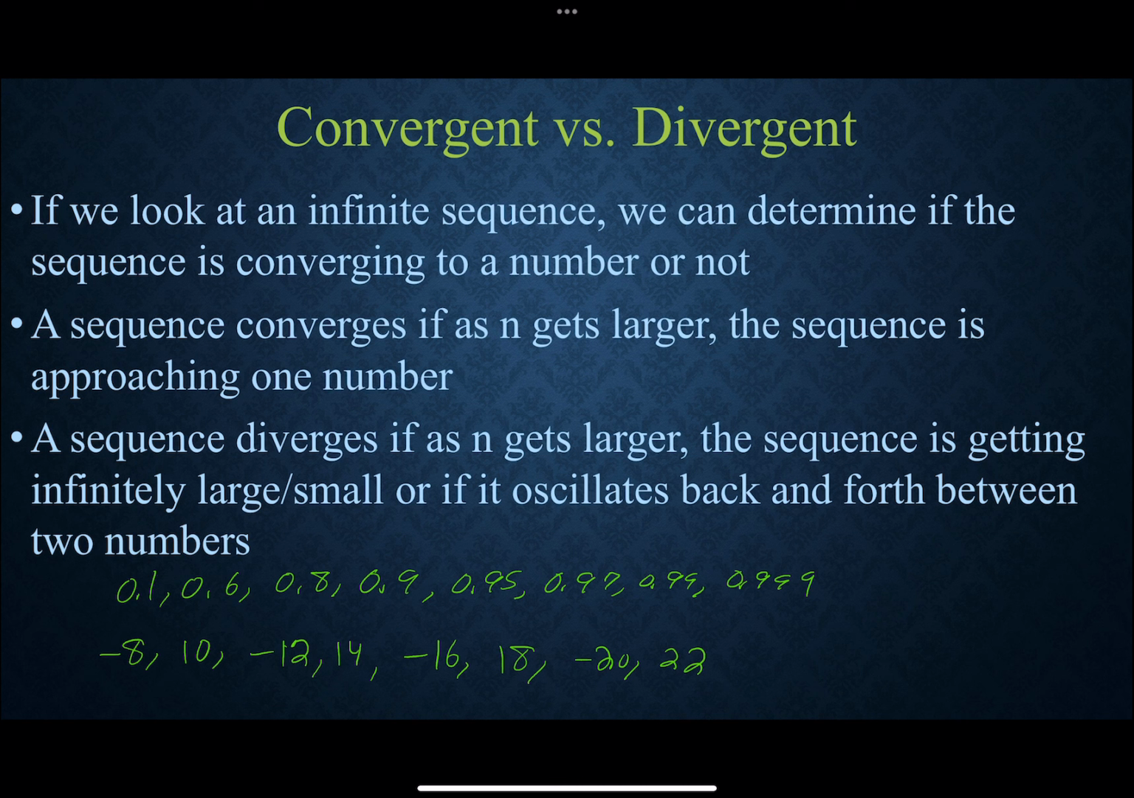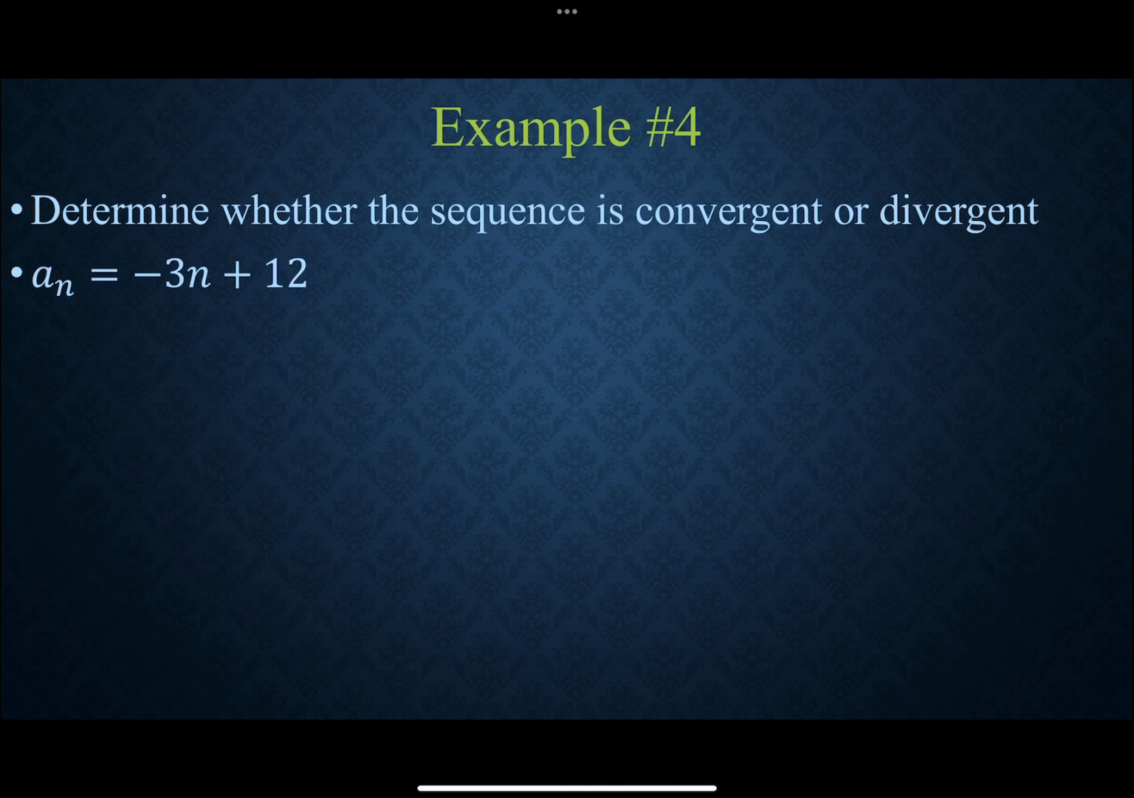Do be careful with the whole back and forth, positive and negative, because if it was going negative 0.5, positive 0.4, negative 0.3, positive 0.2, they are going back and forth, but they're getting closer and closer to 0 as they do so. So just be careful with the oscillating back and forth between positives and negatives. So an easy way to tell if the sequence is converging or diverging, we're just going to take a look at a couple numbers in here.